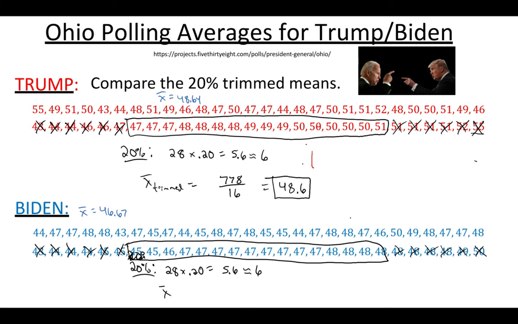When we do that, we get 751 divided by 16, and that gives us 46.93. So Biden's actually went up just a bit, about 0.26 when we trimmed it off. But again, it was very close to what it was before. Trump's actually went down a little bit by 400th. So really not much effect in this case because there weren't really outliers on this poll so much. So we ended up with very similar results.